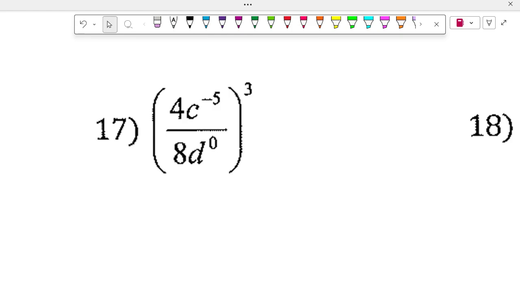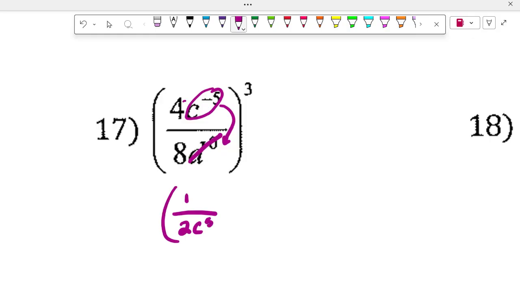So, I can first simplify the what? 4 and the 8 to be what? 1 over 2. And then the D is 1. The D's 1, so it goes away. And then the C is the bottom. C, the 5th, goes in the bottom. So I have 1 over 2C, the 5th, all cubed.